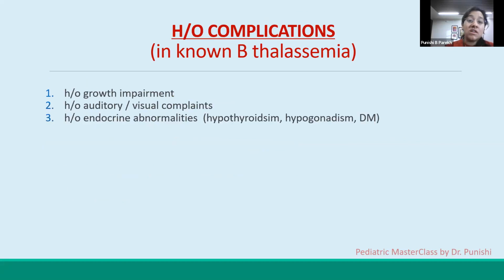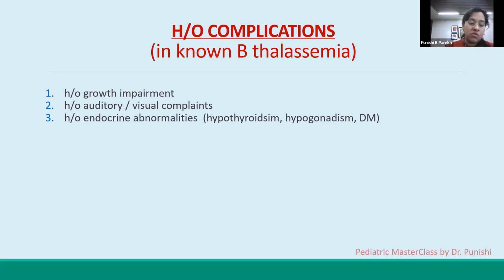Now, history of complications in a known beta thalassemia. So you can have growth impairment, auditory and visual complaints. So auditory visual complaints can happen because of side effects of the iron chelators that are used. So these questions need to be asked every time they come for blood transfusions as to whether or not they're having any visual complaints, any color vision problems, difficulty with acuity or field of vision, whether any tinnitus, ringing, hearing impairment, all of these questions become very important. And obviously, they have to be associated along with formal testing. So you need to do yearly ophthalmic and auditory evaluations, etc.